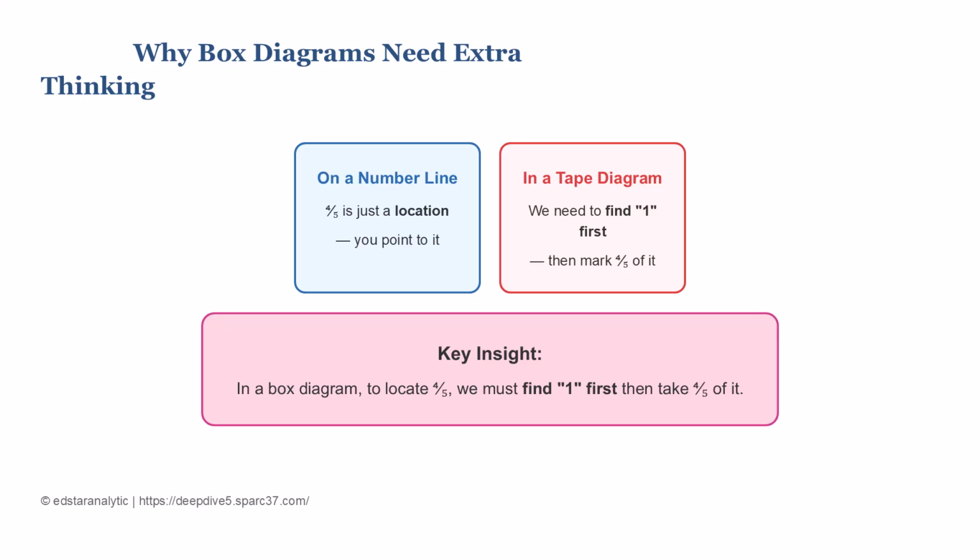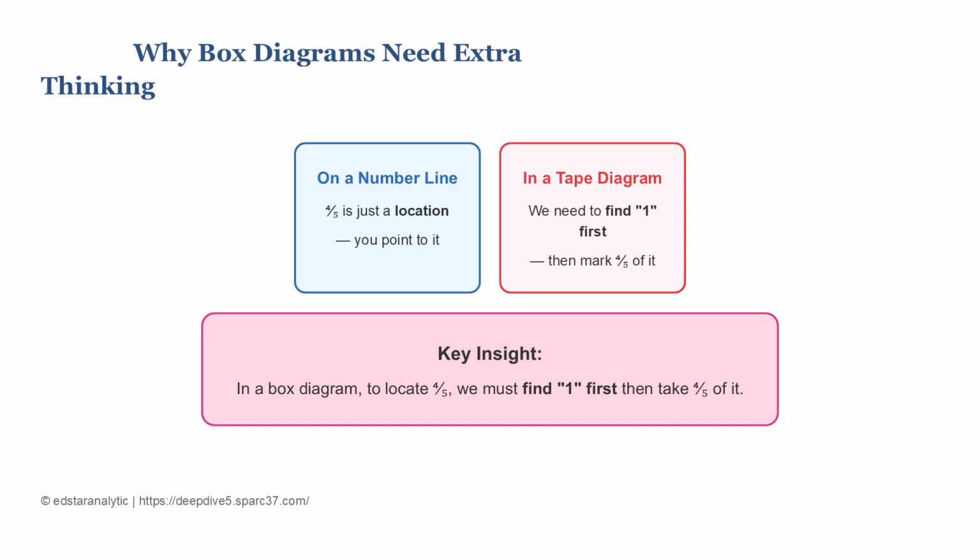On a number line, that's fine. You don't even have to think about it. But in a tape diagram, that silent "of 1" becomes a problem. In a tape diagram, you've got a whole grid of boxes. You could take 4/5 of lots of different things in there. 4/5 of a column, 4/5 of the whole bar, 4/5 of what exactly? We need 4/5 of 1.